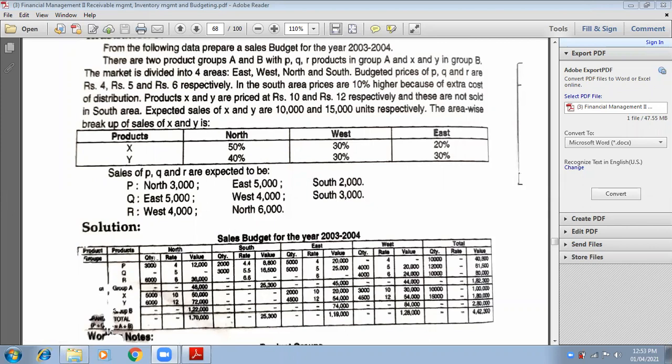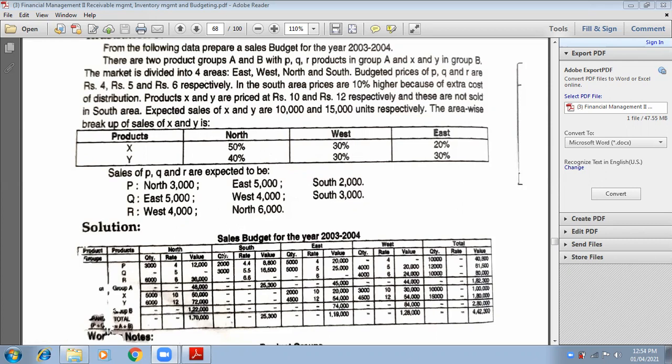Look at the north. 3,000 plus 6,000. How much is the total quantity of group A? 48,000. No, I'm asking you about quantity. First column of quantity is there, no? So 3 plus 6 is 9,000. Write down 9,000. Yes. Now tell me the value. What is the total? 12,000 plus 36,000. The total is? 48,000. Very good. You look at the screen, you will be able to understand.